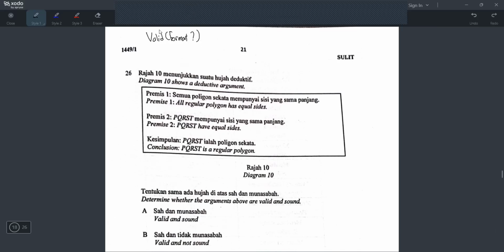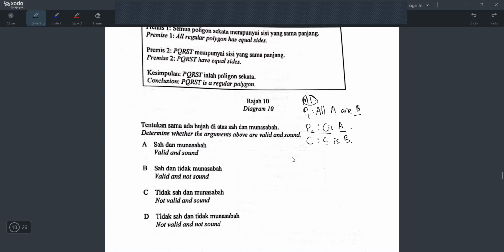Okay, what format? We have 3 formats you have to memorize. The first format, we call it model 1. Model 1 is: premise 1, all A are B. Premise 2, C is A. And then conclusion, C is B. So this is the first format you have to know.